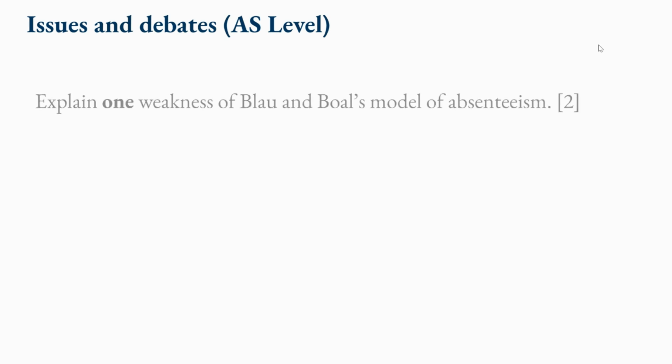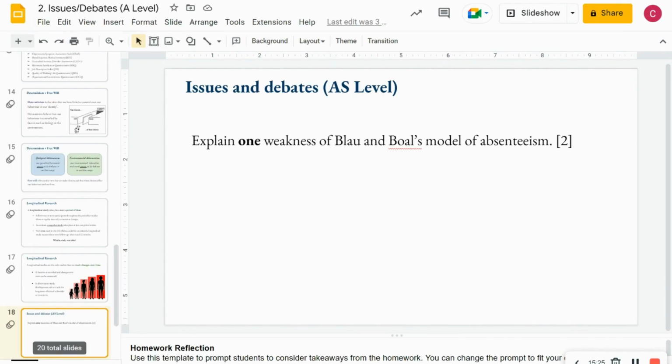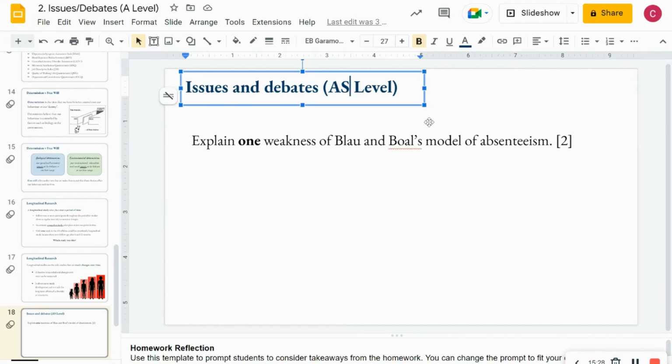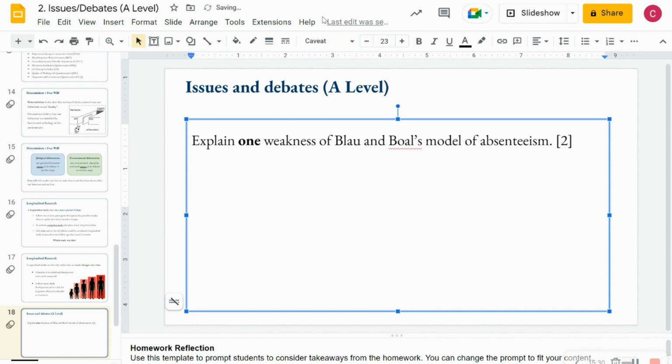Okay, so that's all 10. And I'll just show kind of how this might be used in an exam. There's two main ways at A level. You might get an explain a strength or weakness of a study type question, like this that I've just written. Explain one weakness of Blau and Boal's model of absenteeism. So in this model, they explain the types of absenteeism people have at work based on whether they have high or low organizational commitment and job involvement.